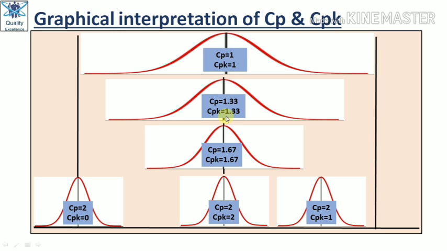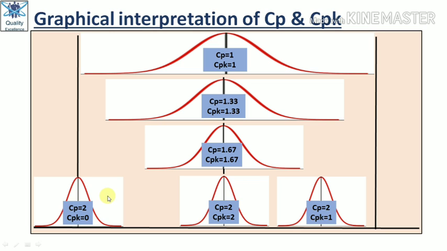And you can see here your process width compared from this to this is less, so your CP and CPK has been improved. In the similar manner, if you go down, and here it is CP is equal to 2 and CPK is equal to 2. What does it mean? If the process is very well centered, then your CP and CPK will be same. The value of CP and CPK will be same. And what will be the value? It depends on the spread of your process.